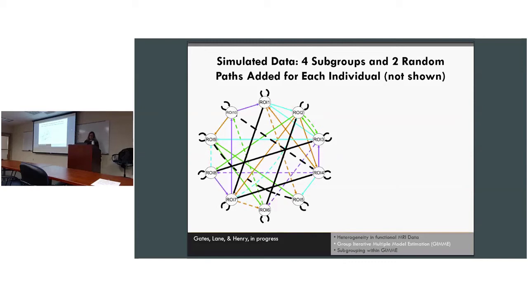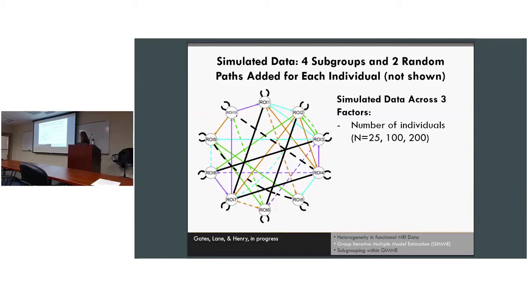And we did a few simulations. I'm showing here the 4-group simulation. We made this across 25, 100, and 200 number of individuals, and number of subgroups being 2, 3, and 4. So for the 2 subgroup condition, we just don't have the orange lines and the magenta lines. And for the 3, we don't have the magenta lines. So we have different numbers of subgroups and different numbers of individuals.